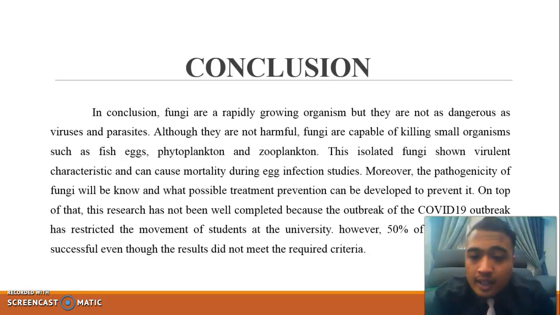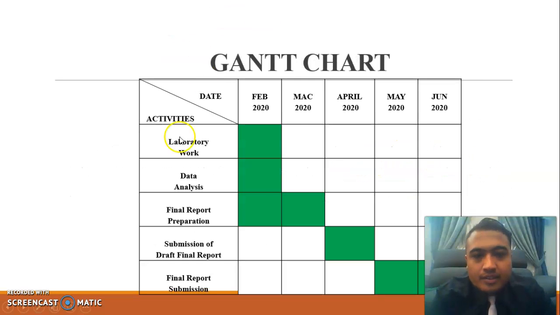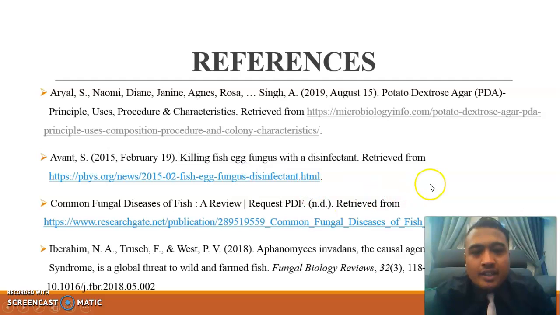On top of that, this research has not been fully completed because the COVID-19 outbreak restricted the movement of students at the university. However, 50% of the research was successful even though the result did not meet the required criteria. So this is my Gantt chart and this is my reference.